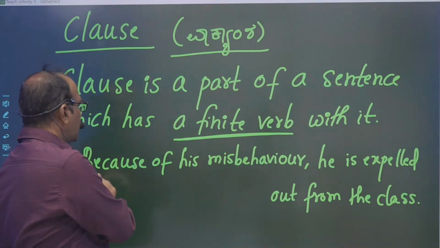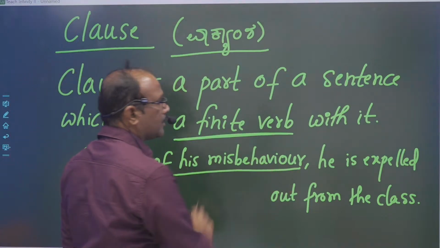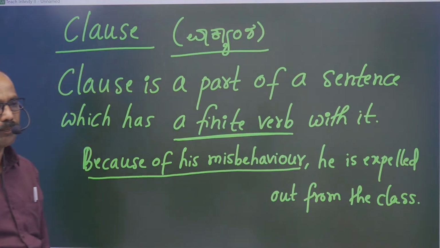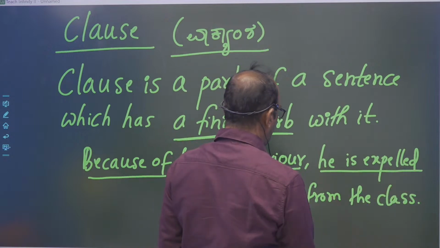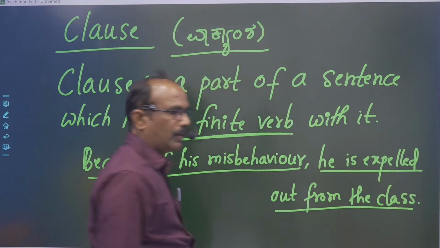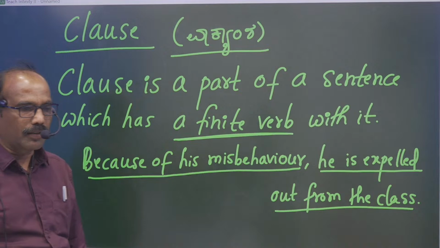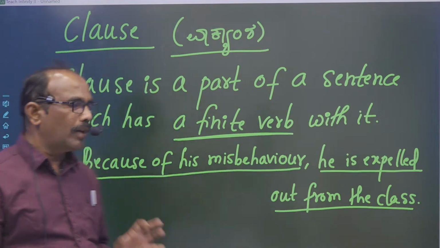And here, because of his misbehavior, this is also part of a sentence. And this is also a part of a sentence: he is expelled out from the class. There are two parts of the sentence. ಅಲ್ಲಿ ಎರಡು ಪಾರ್ಟ್ಸ್ಗಳು ಅಲ್ಲಿ ಬಳಕೆ ಆಗಿದೆ.